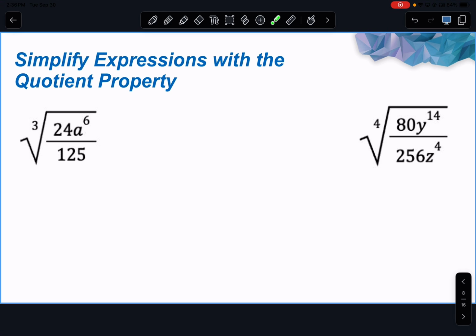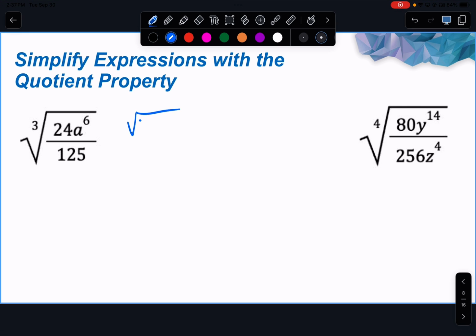This was in the bottom row of your note sheet, right in the middle. So what we talked about yesterday for this quotient property is I can take this cube root and just apply it to my numerator and apply it to my denominator, just like that. Then we're just going to simplify the numerator and the denominator like we know how.